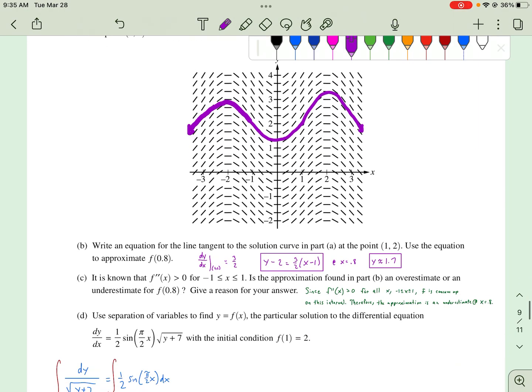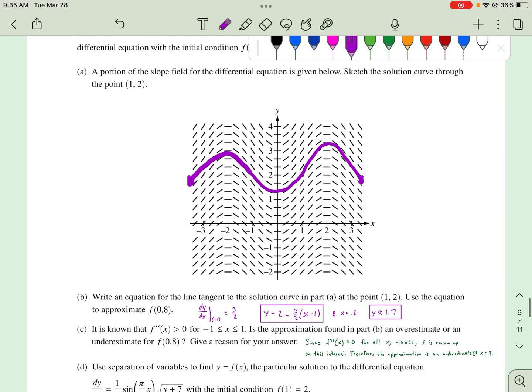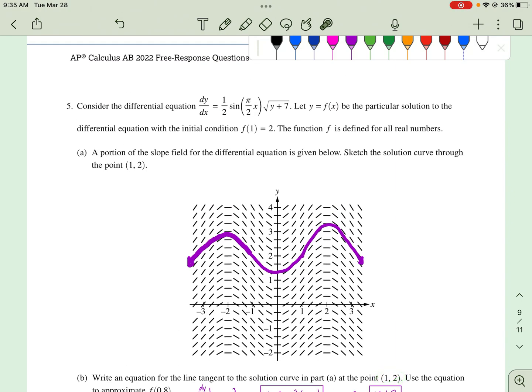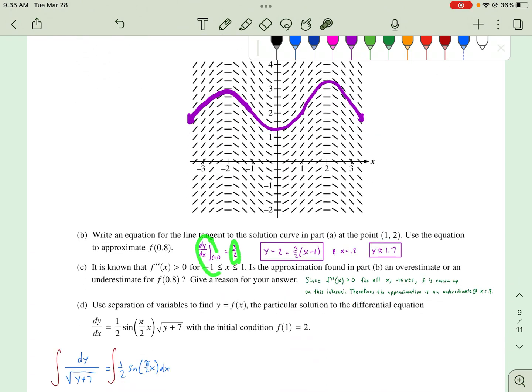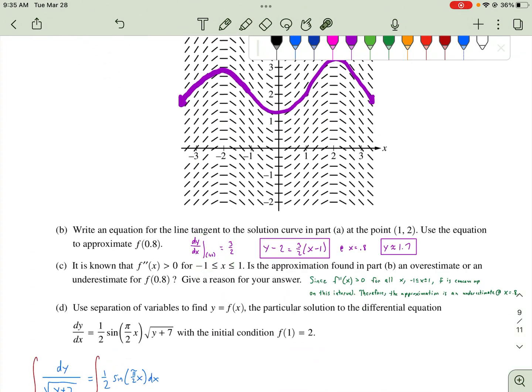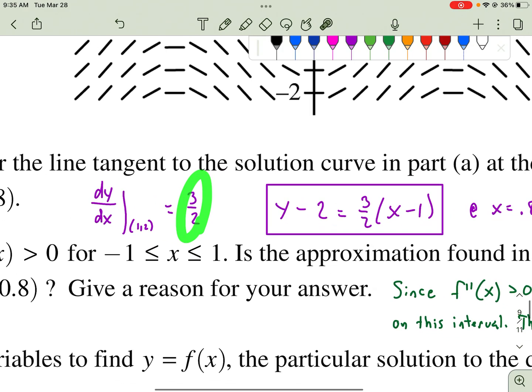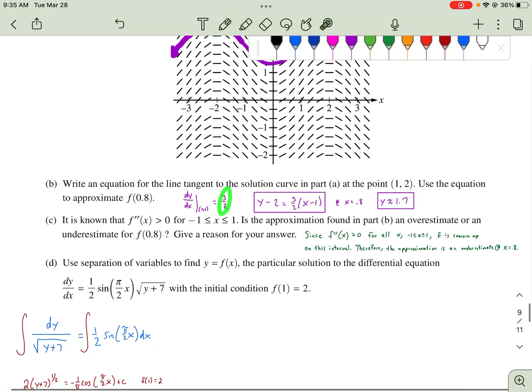And then we have to write the equation for a tangent line, and then we're going to approximate. So for a tangent line at this point, we need the slope at the point (1, 2). Plug (1, 2) into this to get your slope. I got 3 halves. I just showed it right there, what I did. So I evaluated the derivative at that point, got 3 halves, and then I did point-slope: y minus 2 equals 3 halves times x minus 1.